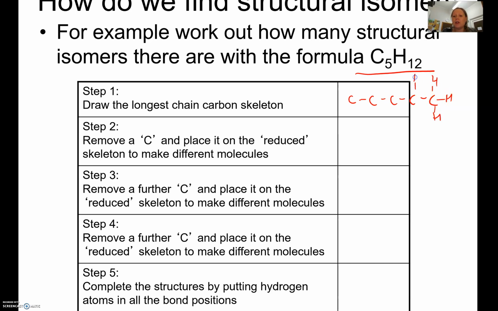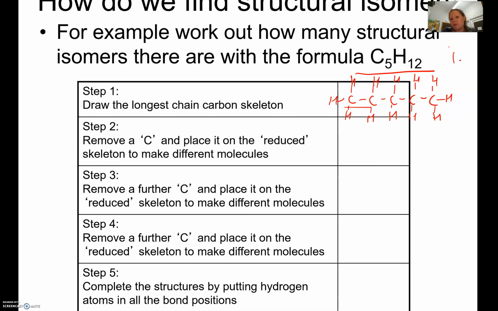Now please note, if you don't include your hydrogens, you will not get a full mark in chemistry. So you must have the hydrogens. Don't be lazy, just get on with it. Okay, so there are 12 hydrogens there. That's the first isomer. So that's number 1, straight chain.